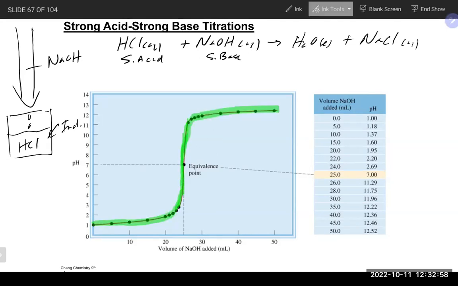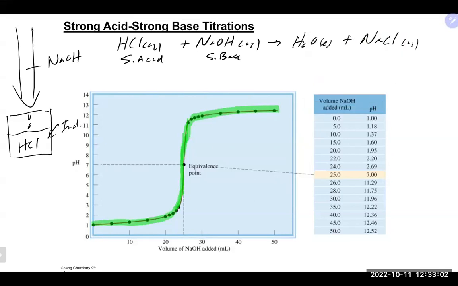So when we look at a titration curve, there are pretty much four distinct parts of the titration curve. The first part is basically before we add any sodium hydroxide in this example. Then the second part is from when we start adding to before the equivalence point.